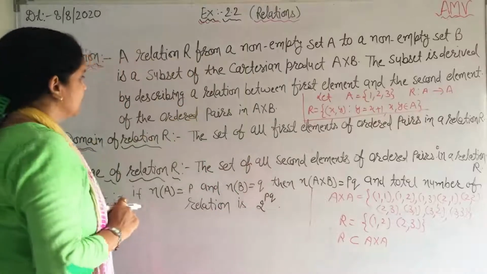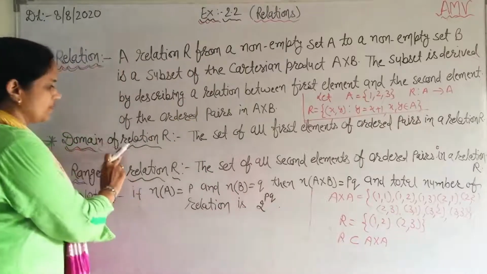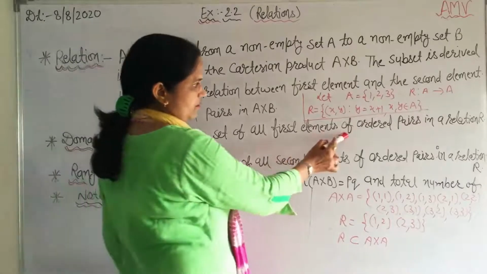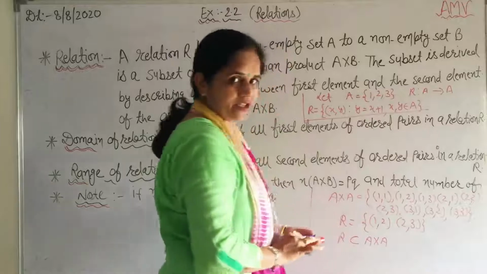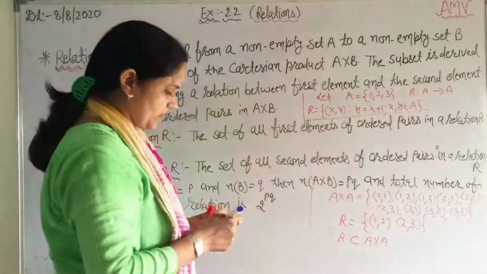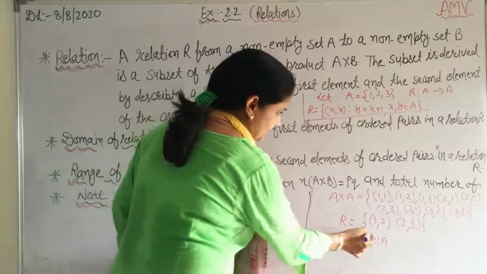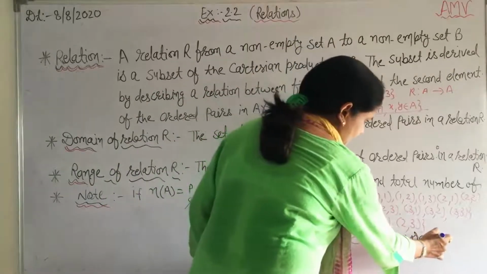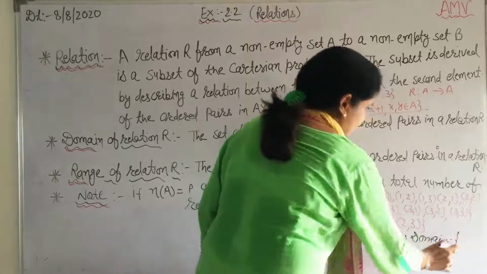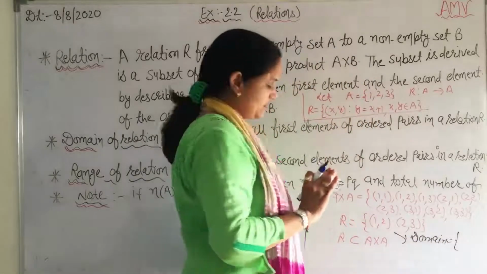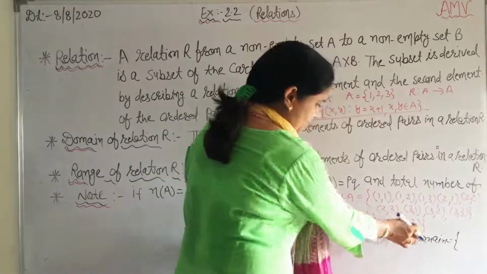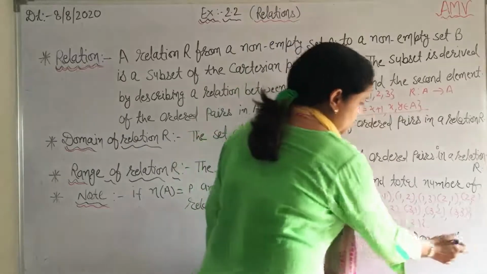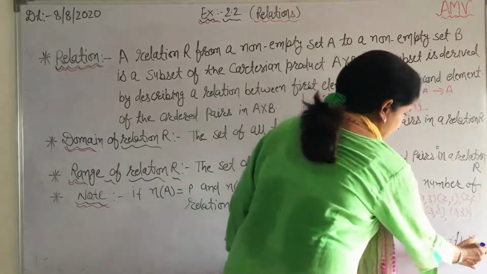Now, next is the domain of a relation. The set of all first elements of the ordered pairs in a relation is known as the domain. So what is the domain here? These all are in set form, students. The domain is the first element of the relation. Here the first elements are 1 and 2, so the domain is {1, 2} only.